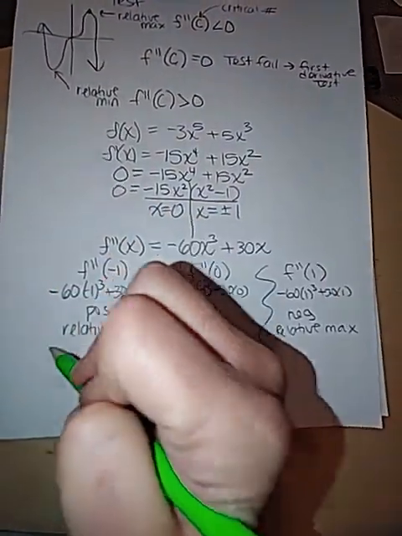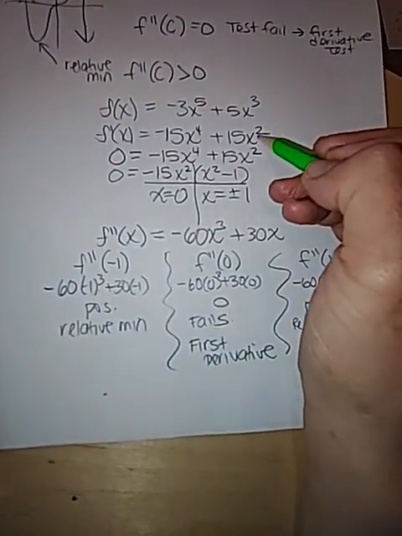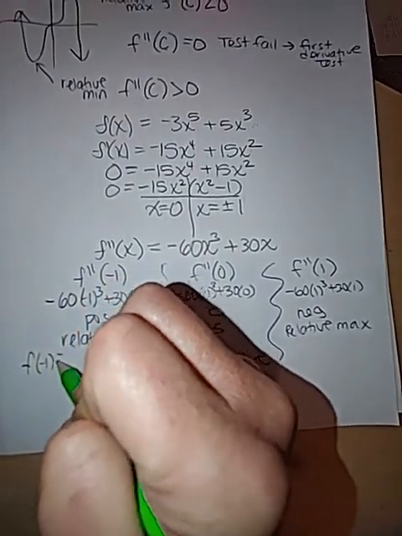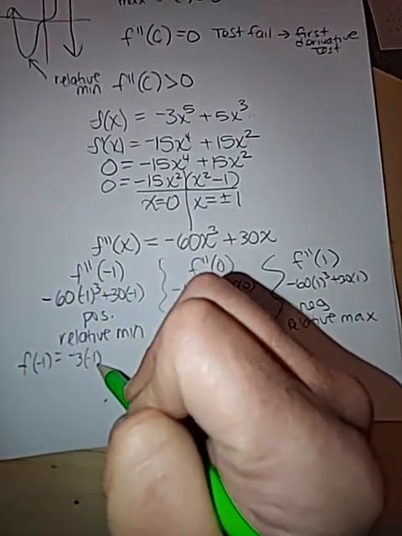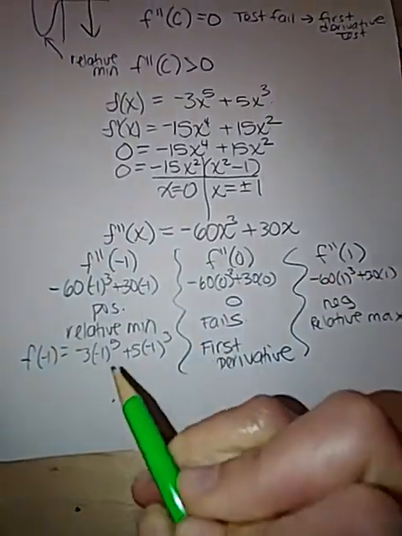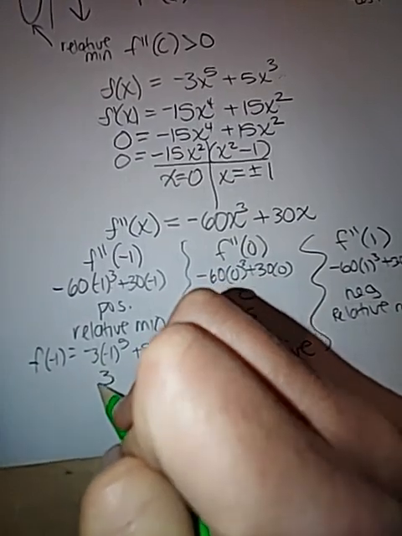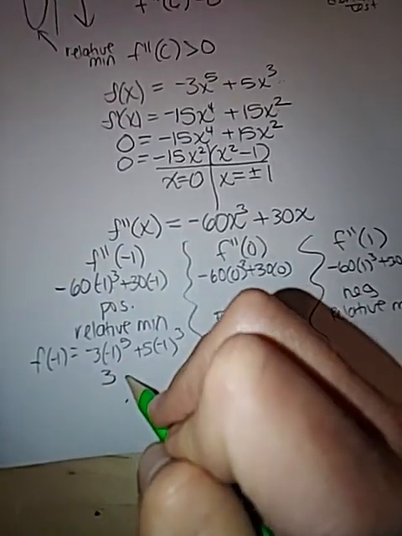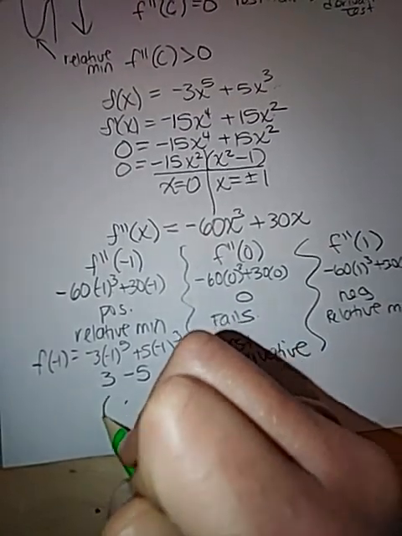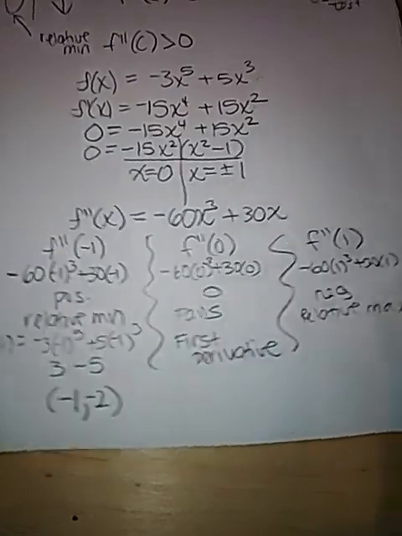All right, let's finish it up. So I need the actual point. So now I'm plugging back into the original function. So f of negative 1 is negative 3 times negative 1 to the 5th plus 5 times negative 1 to the 3rd. This is negative times negative, which is positive. This becomes negative. So my relative minimum is negative 1, comma, negative 2.